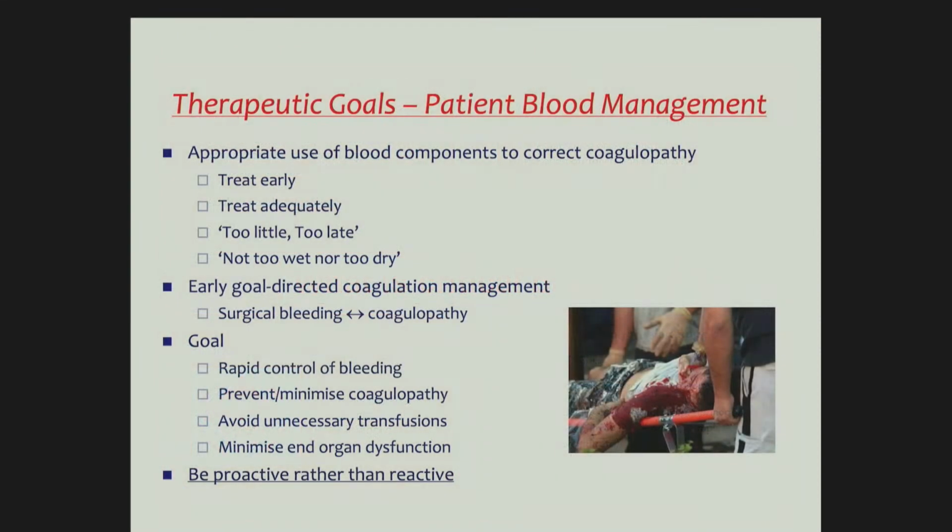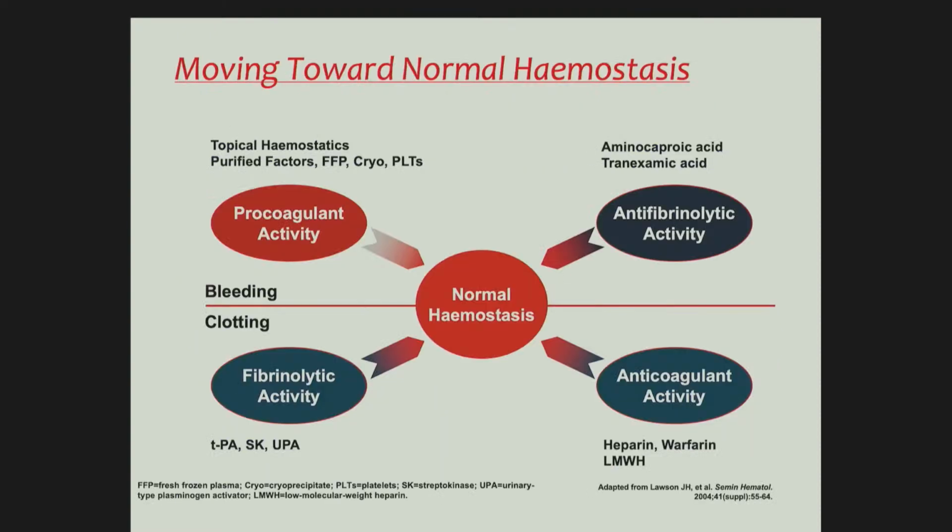So what are our goals? We've got to think about patient blood management. So we want to treat early, we want to treat adequately. We don't want to give too little, too much. If they're too wet or too dry, too wet could lead to pulmonary problems. And we want early goal-directed coagulation management. So for instance, if the patient's got very low levels of fibrinogen, but they've got adequate numbers of platelets, we don't necessarily need to give platelets. So goal-directed therapy. So control the bleeding, control of acidosis, pH, minimize the coagulopathy. And that then leads to minimizing unnecessary transfusions, minimizes organ dysfunction. So we need to be proactive rather than reactive. And it comes back to good communication between all members of the team.